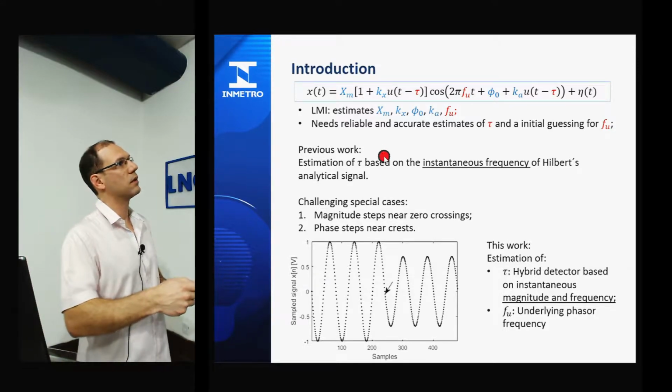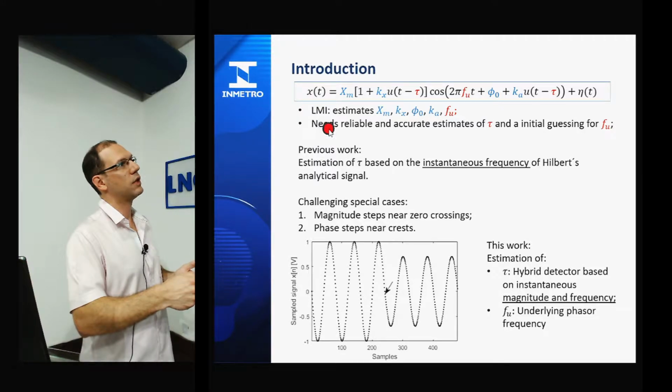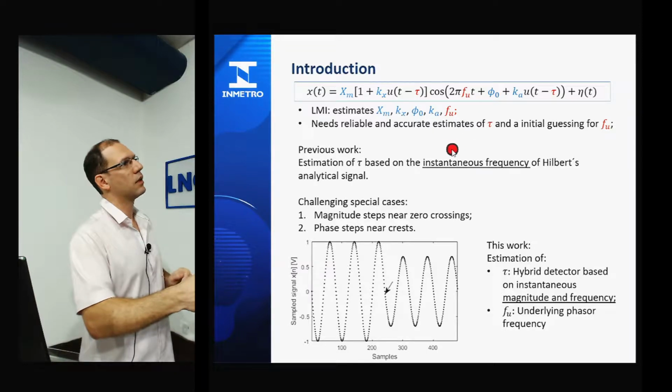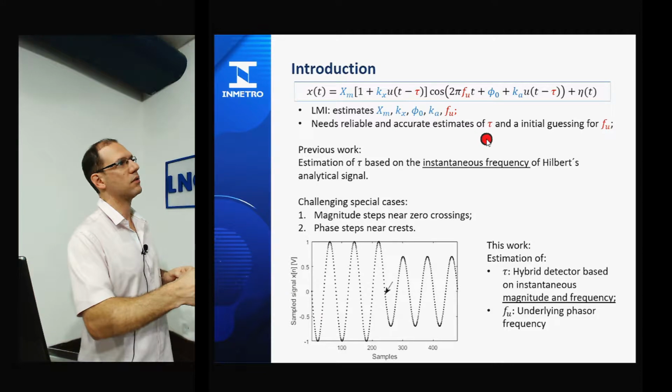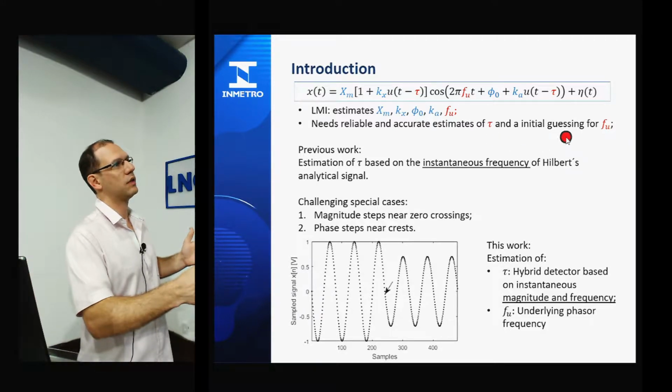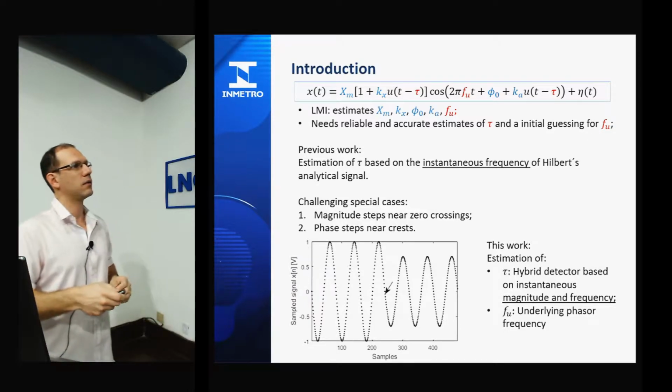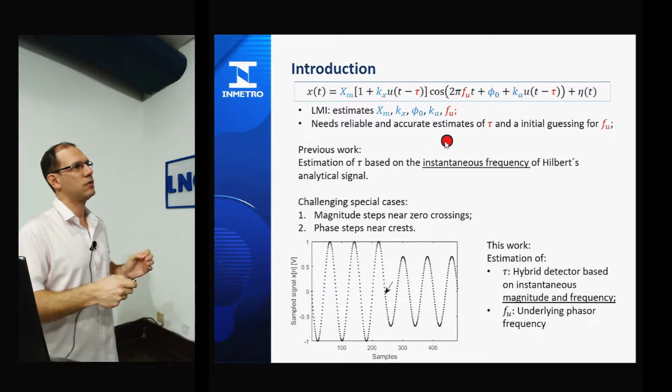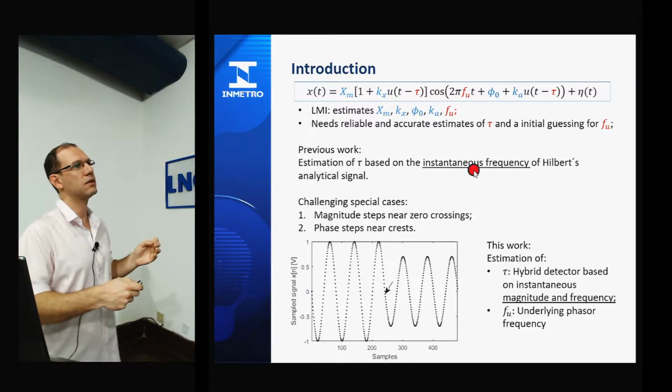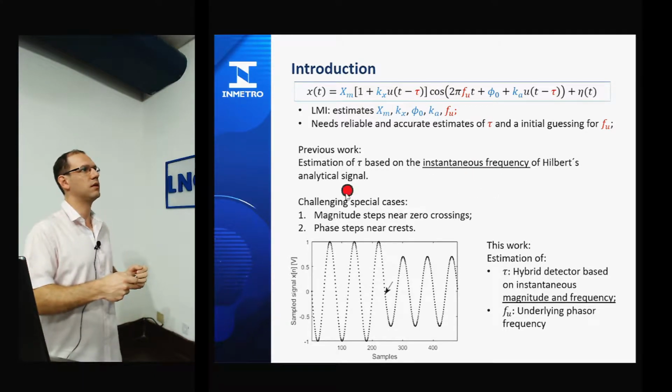As I said, the Levenberg-Marquardt iteration estimates the parameters from this model, and also what we call the underlying frequency. But it needs reliable and accurate estimates of the step location and an initial guess for the underlying frequency. For the step location, we used an estimation based on the instantaneous frequency of Hilbert's analytic signal.